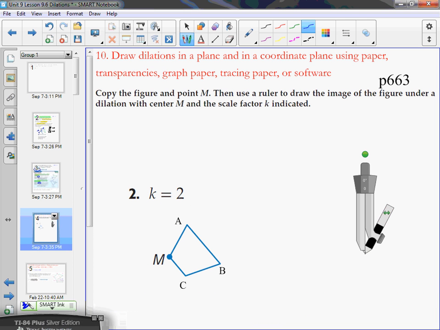All right. Let's do number 2 together from page 663. All right, so you don't need this one on graph paper. You just need a piece of paper. And use your straight edge to make a four-sided figure that looks somewhat like this one.